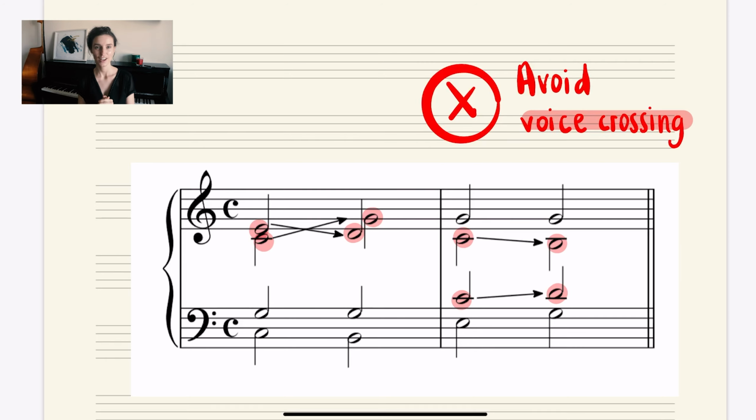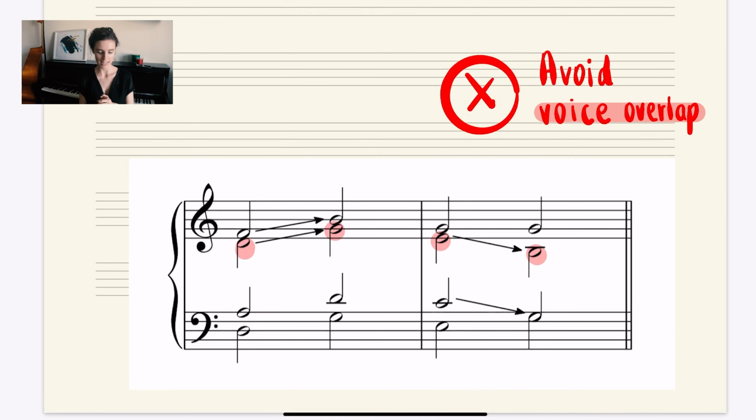The last, final rule of voice leading is avoid voice overlap. So if one voice climbs above the pitch that the voice above it just sang, this is called voice overlap. Or if a voice goes down below a pitch that the voice below it just sang, this is also voice overlap. And the rule is avoid voice overlap.